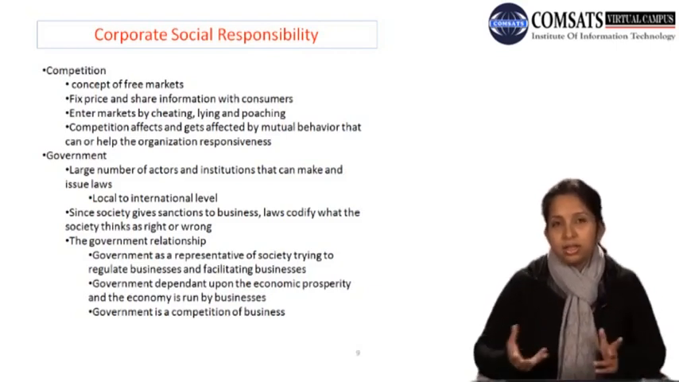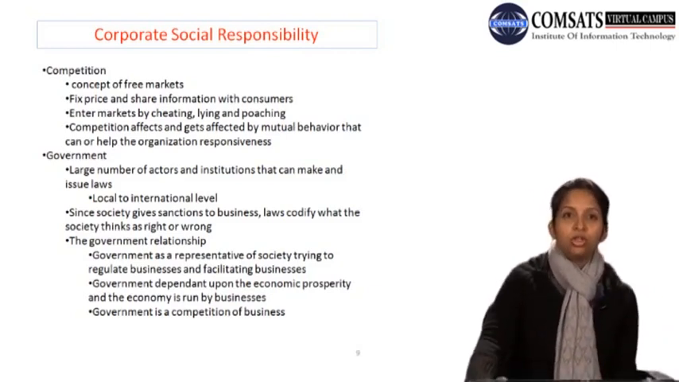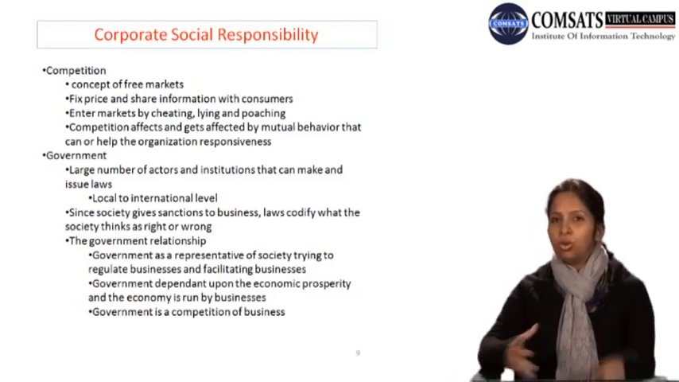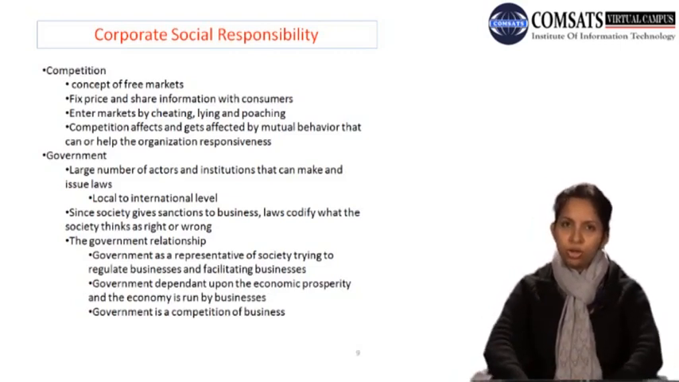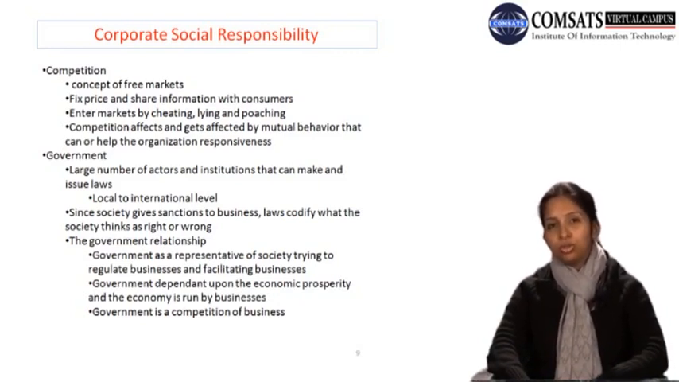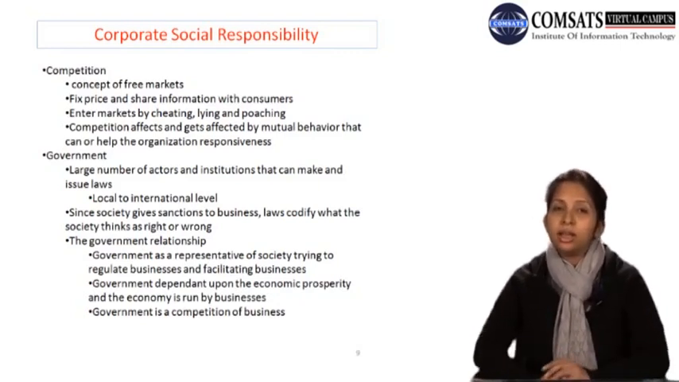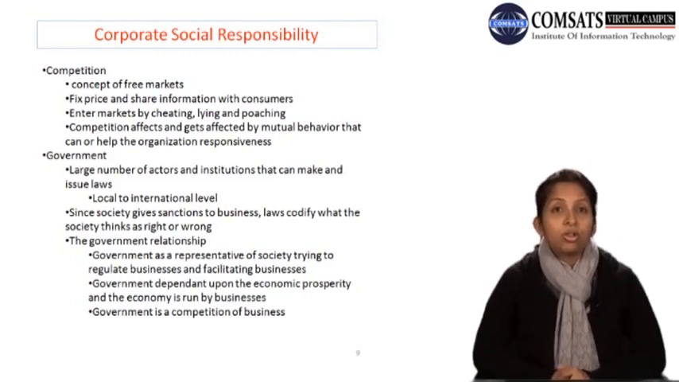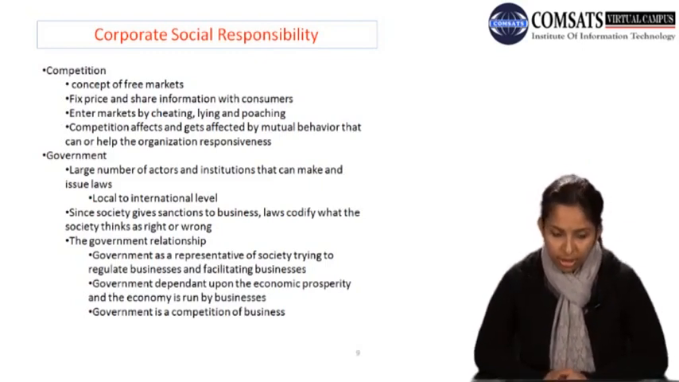Now this government jo hoti hai ye local to international level par hoti hai. So jo local government aapke liye laws banati hai aur issue karti hai usko bhi aap government kehte hain, aur jo international institutions hote hain jo ke laws banate hain aur laws ko issue karte hain aur laws ko implement karte hain usko bhi aap government kehte hain.